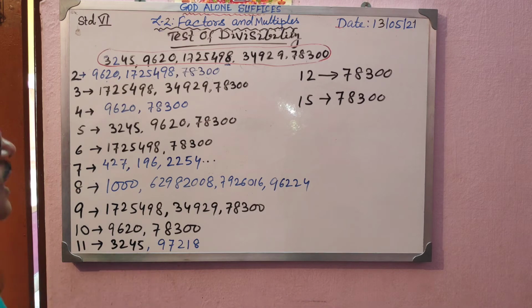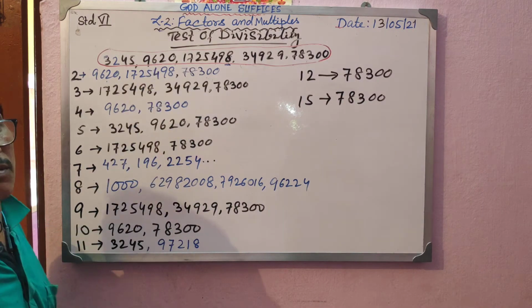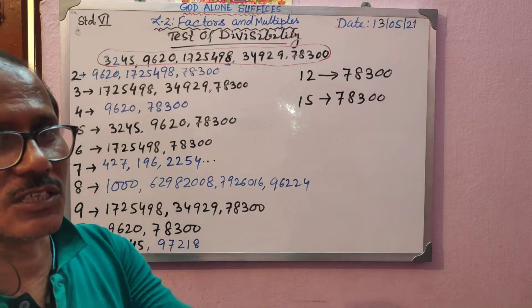14 is not a multiple of 3. Now you take this: 9 plus 6 is 15, 15 plus 2 is 17. Again, 17 is not a multiple of 3.